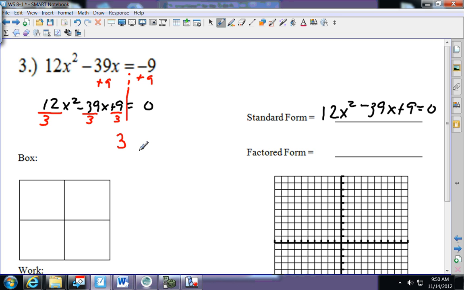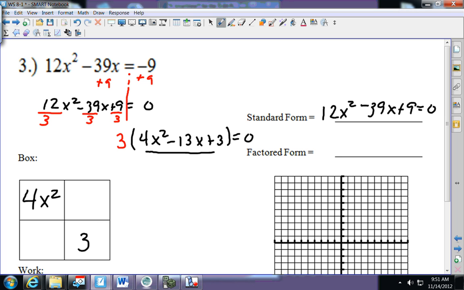So I'm going to have 4x squared minus, no, not 30, 13, right? 13x plus 3 equals 0. Well, now I need to factor that right there. So I'm going to put 4x squared in the top right. Bottom right is plus 3.